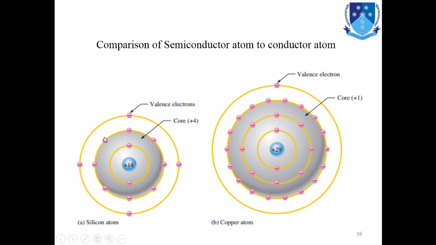While on the other hand, in the silicon atom, the electrons are tightly bonded to the nucleus as compared to the copper atom. So we need some sort of external energy to turn these valence electrons into free electrons.